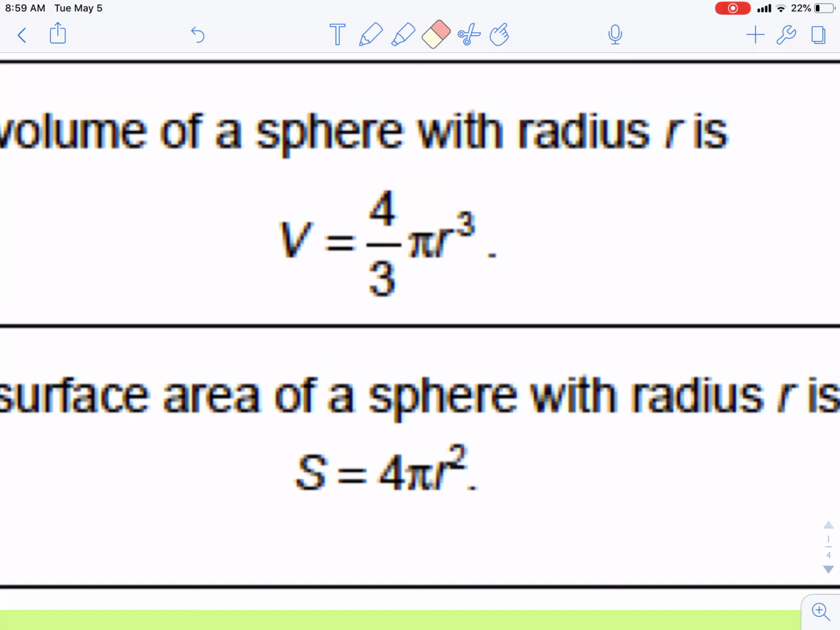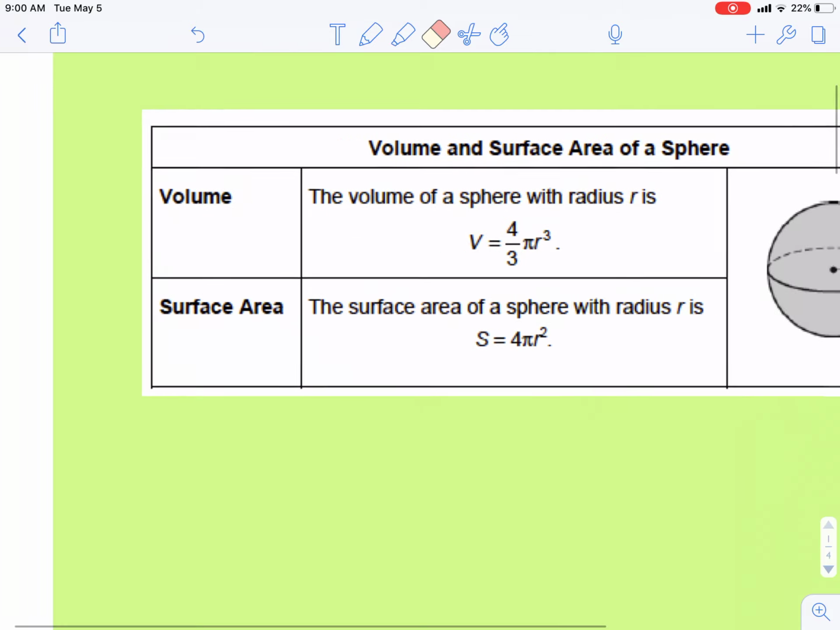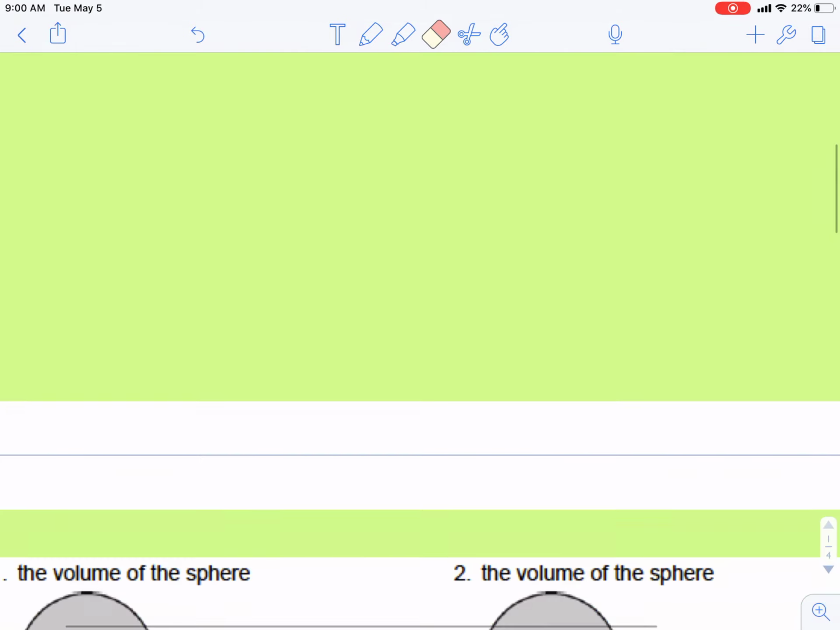You plug it in, raise it to the third power, so that's a number times itself 3 times. Multiply it by 4, divide it by 3, and then multiply it by pi at the end. Surface area is 4 times radius squared, so you're going to square the radius, multiply it by 4, then multiply it by pi. All right, so pretty easy as long as they give us that information.